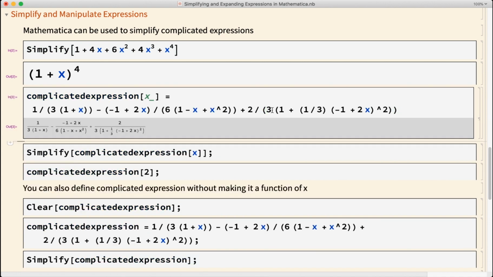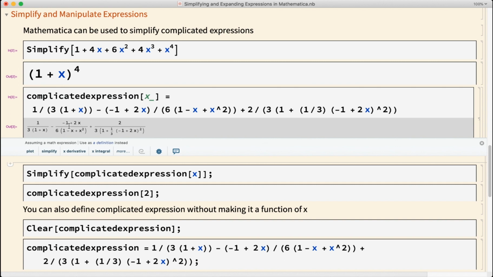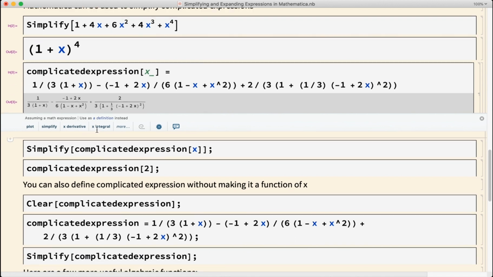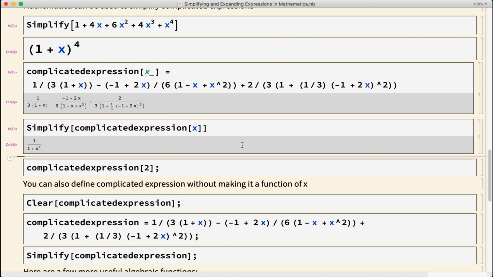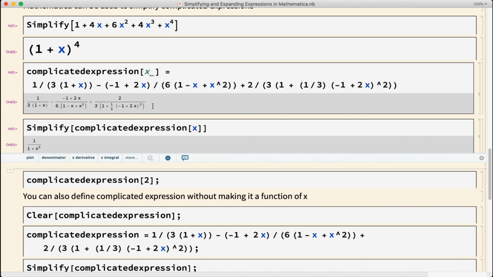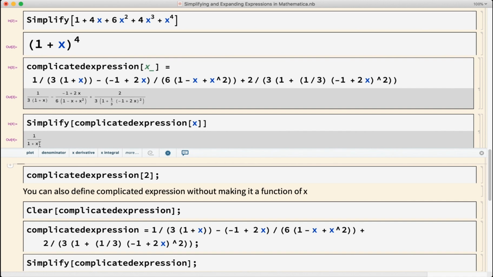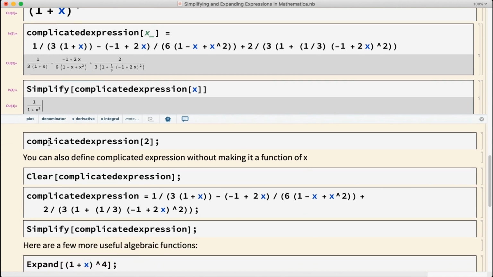Here's another example. This is a complicated expression. I will remove the semicolon and type it out. If I want to simplify this, again, Mathematica can gather terms, and once you do all the rearranging and find your common denominators and things like that, it can be simplified as just 1 over 1 plus 3. Okay, so that's just a nice example.